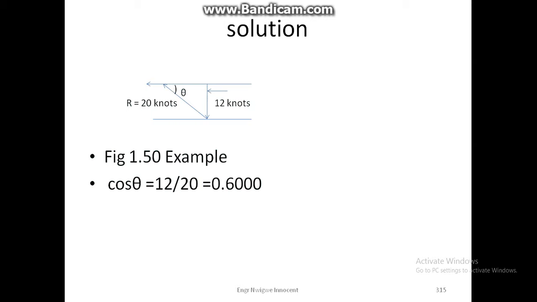0.6000. Therefore, to get theta, the cos inverse of 0.6000 will now give us 53.13 degrees.